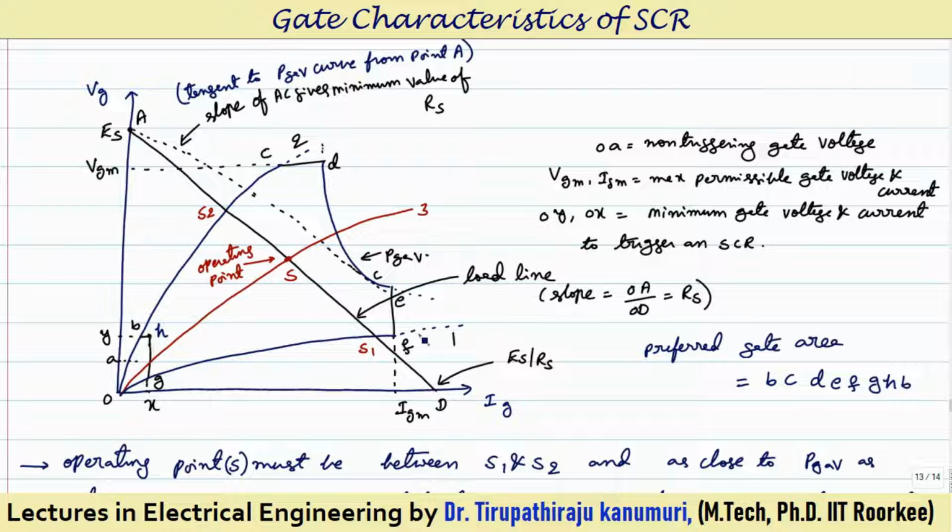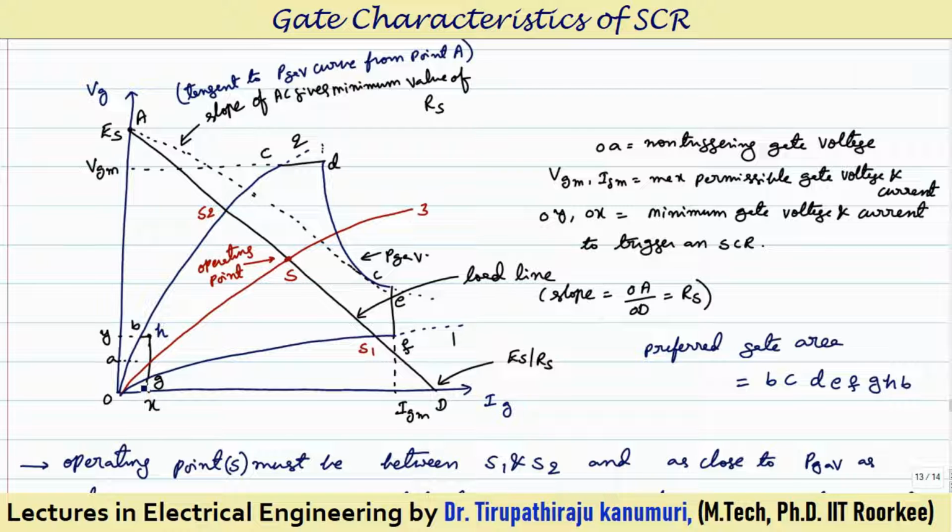Within this area only the characteristic should lie, so that it will not maloperate, it will operate properly, and at the same time it will not cross the maximum power limit. If the maximum power limit is crossed, it may damage the device; if the maximum voltage is crossed it may damage, and if the maximum current is crossed it will also damage. That's why your operating characteristic should lie within this region.